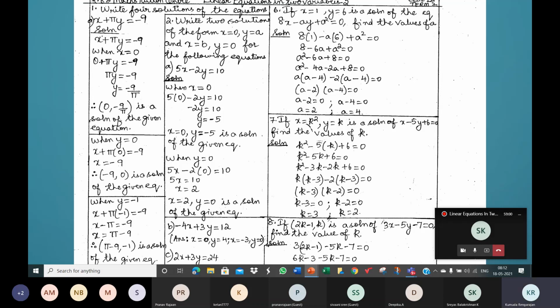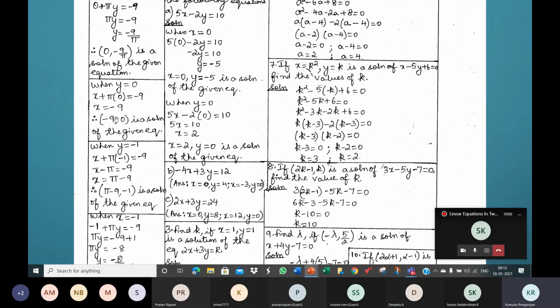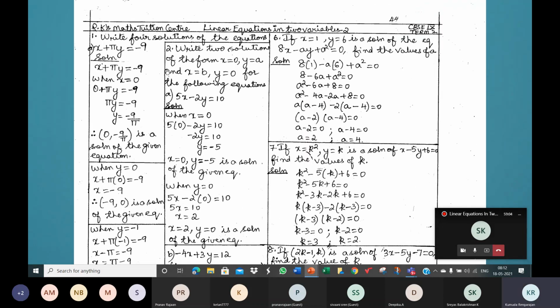So the question was, write 4 solutions of the equations. Write 4 solutions. That means you should find the address of any 4 points. You must find the address of any 4 points lying on the straight line, that straight line which is the graph of this equation.